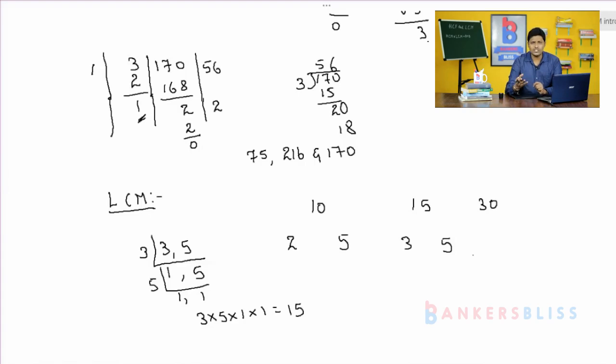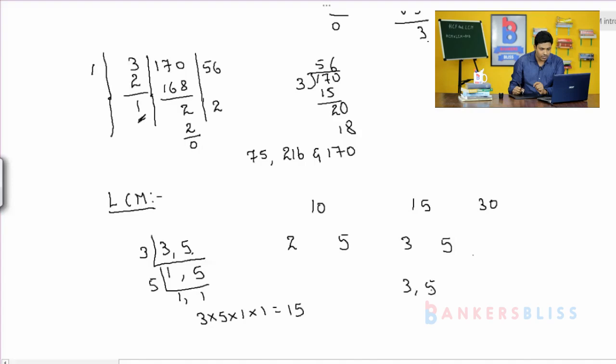It is very easy to calculate. Instead of doing this procedure, if the numbers are very small, you can do it like this. 3, 5. Which is the highest number here? 5. Is 5 divisible by 5? Yes, but it is not divisible by 3. Therefore, 5 is not the LCM.